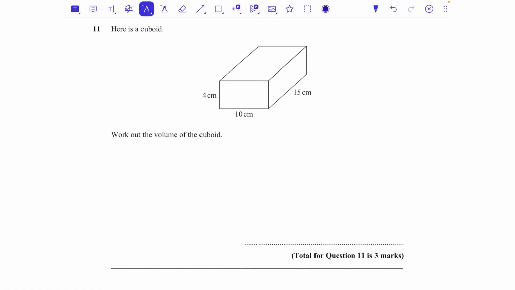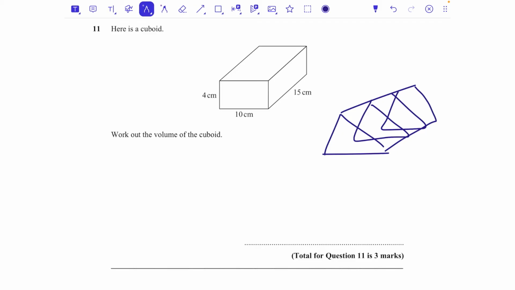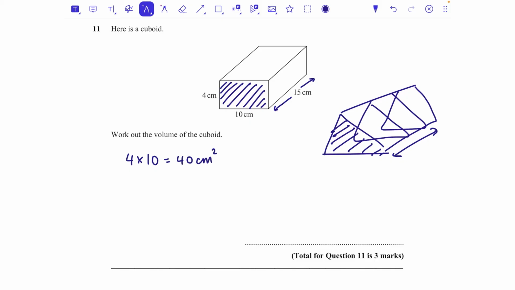Question number 11. Here is a cuboid. Work out the volume of the cuboid. So with any prism, when you have a shape that is the same cross-section the whole way through, you would do the area of that cross-section and times it by how far back it goes. So for our cuboid, I want to do the area of this end shape, this cross-section, and then take that answer and multiply it by 15. So the area of the cross-section is that rectangle, which would be 4 times 10, which is 40 centimetres squared. We're then going to take that area of 40 and times it by how far back it goes. So 40 times 15 is going to be 600.